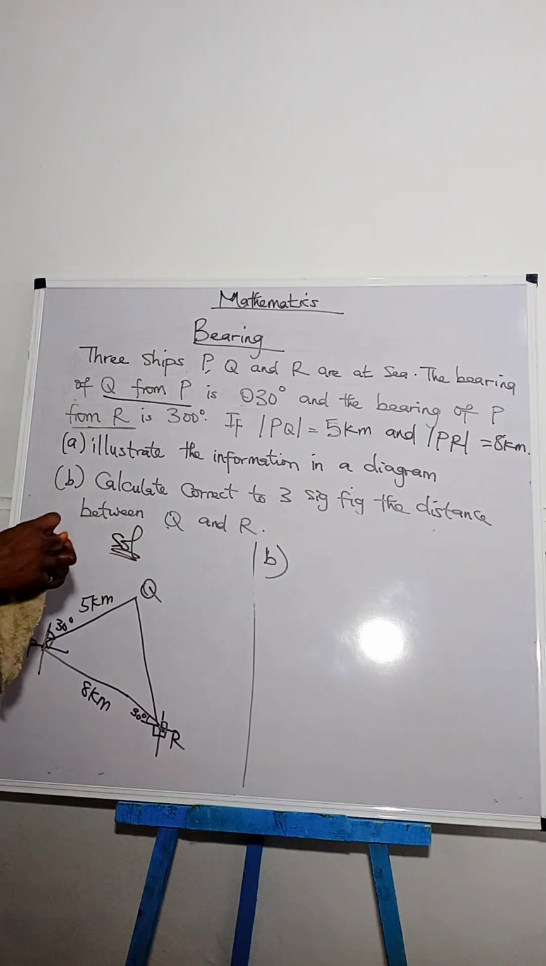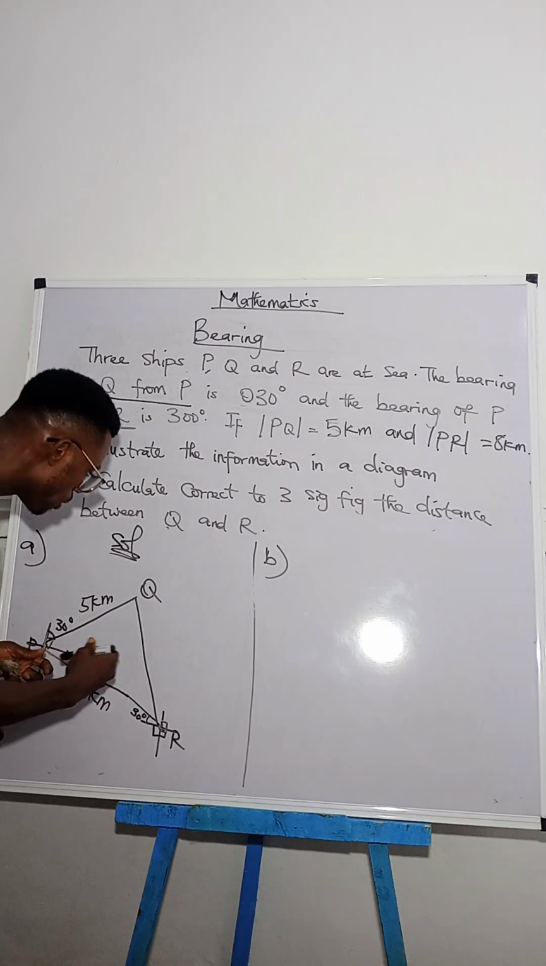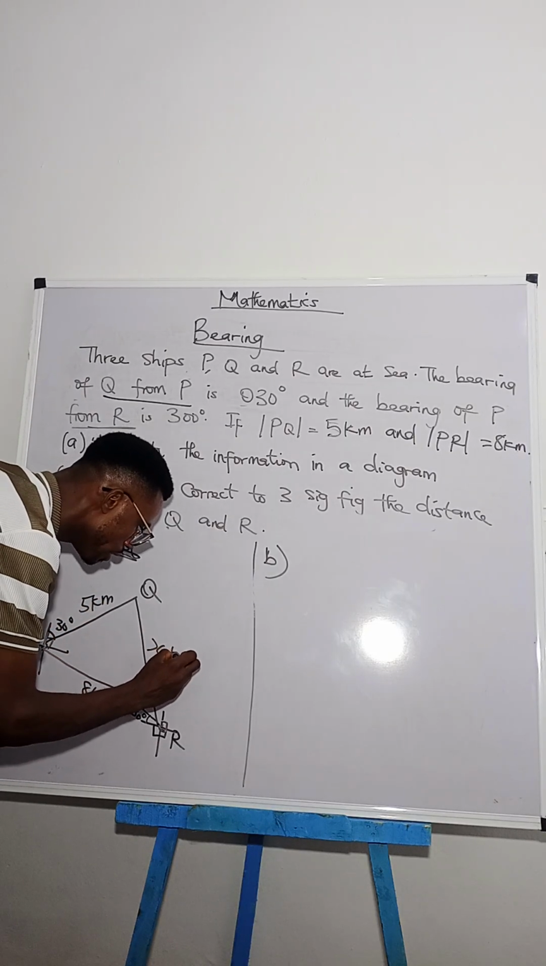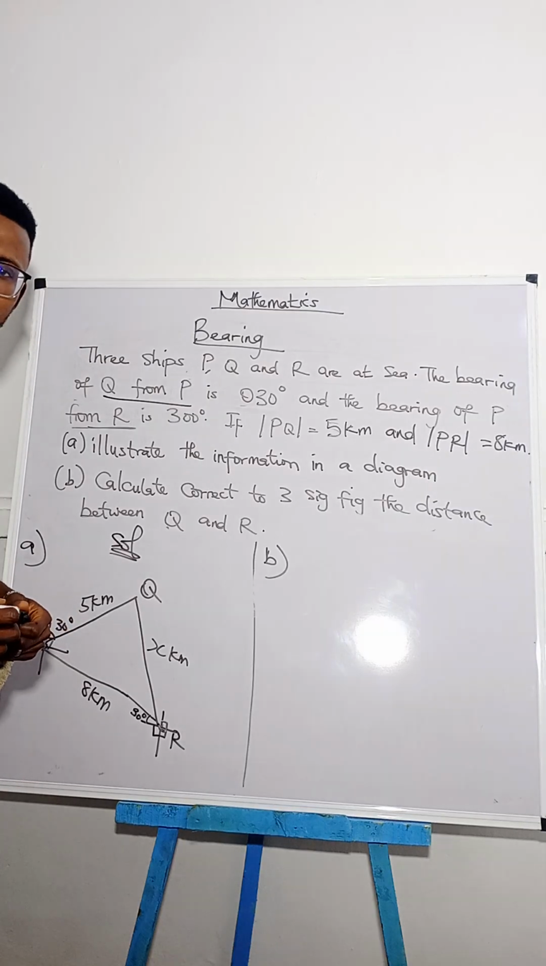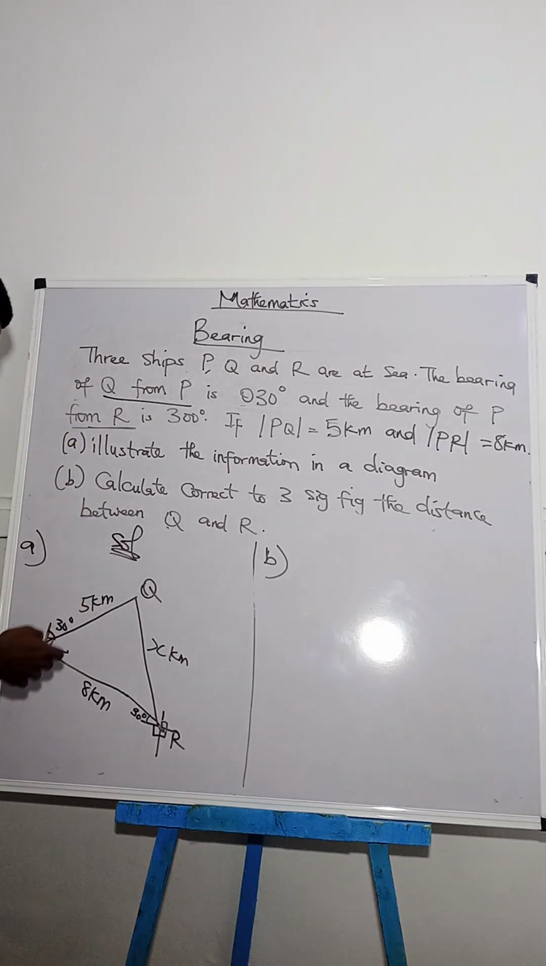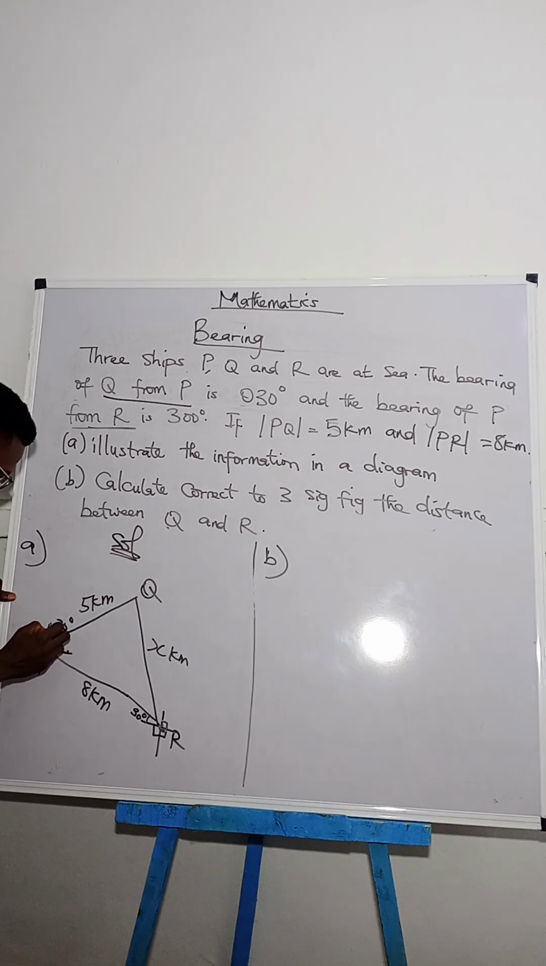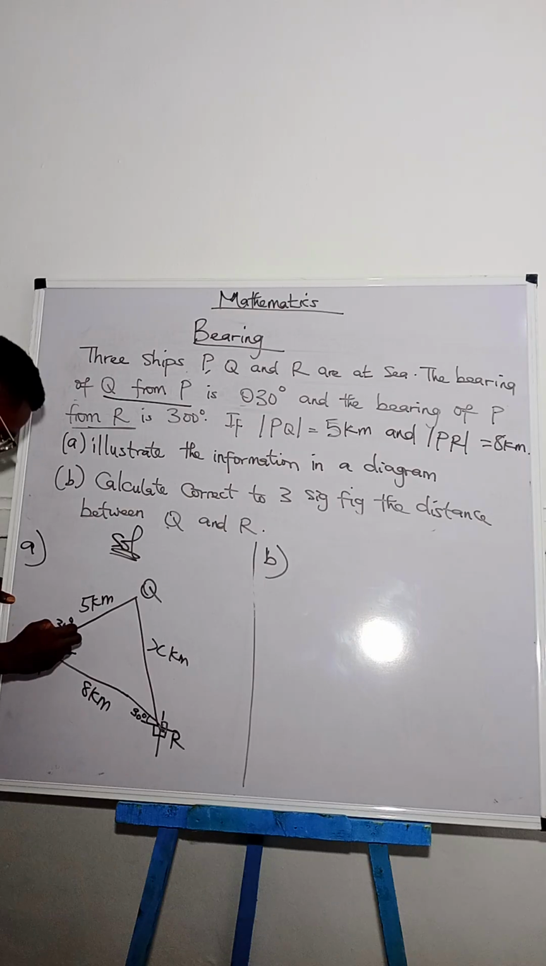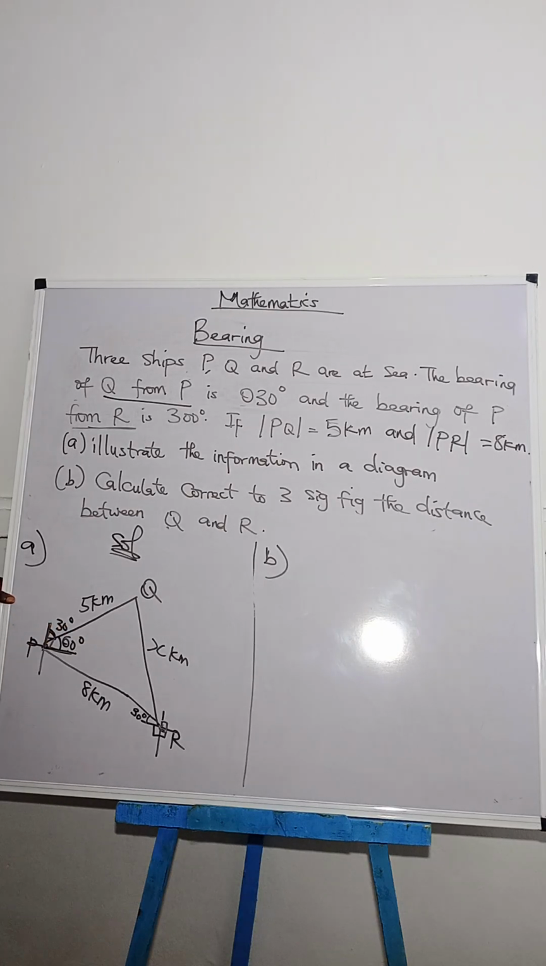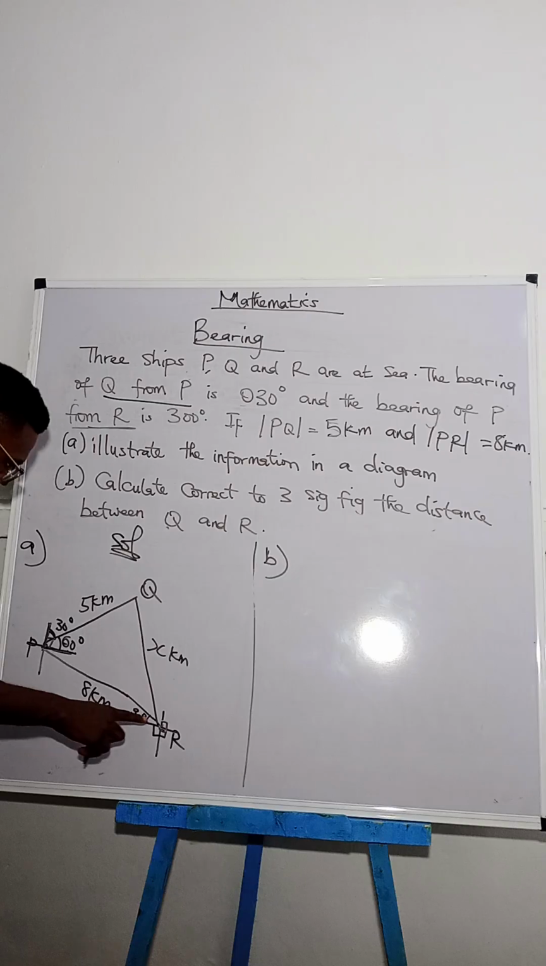Now let's quickly solve question B. Calculate, correct to three significant figures, the distance between Q and R. Let's call it X. Let's look at something very closely here. Now, this is 90 degrees, like I said to you. If here to here is 30, what do you think will be this angle? If this full angle is 90, and I said here is 30, then this other angle will be 30 away from 90. That gives me 60 degrees.